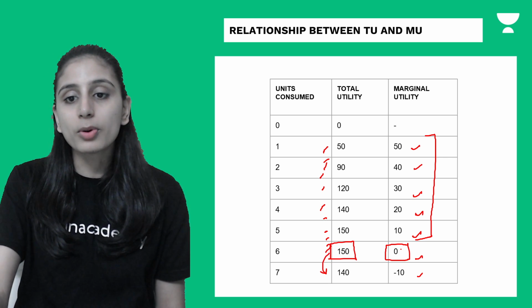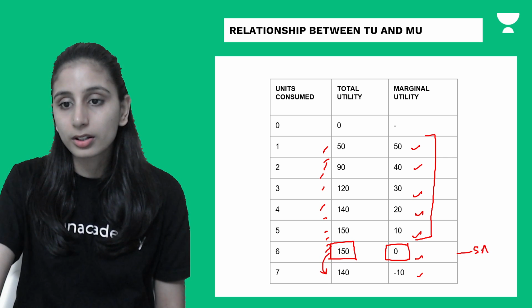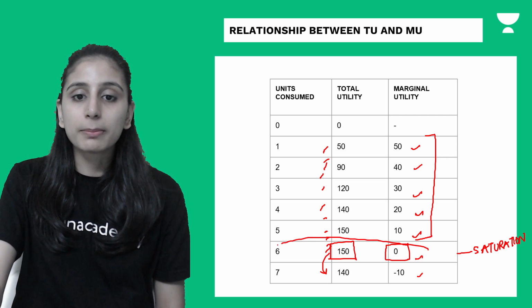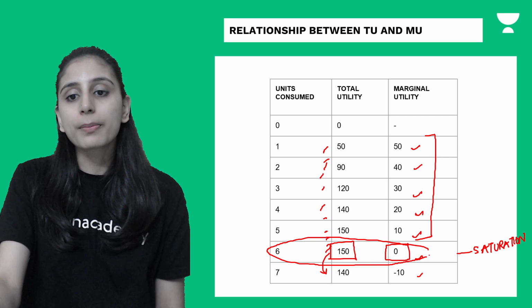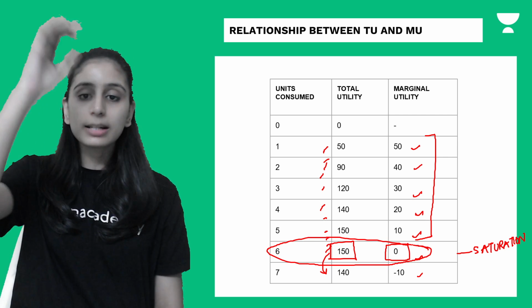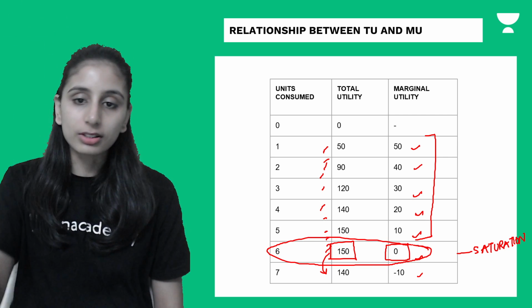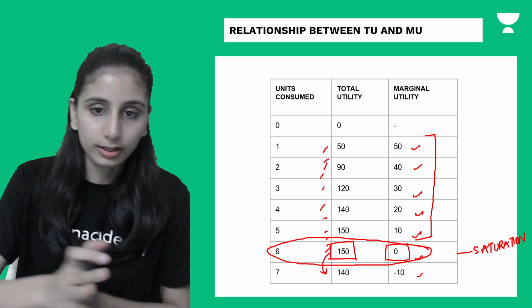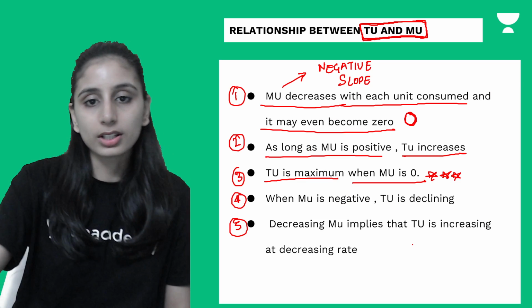तो this is the point of saturation. ठीक है. पॉइंट ऑफ सैचुरेशन. इस पॉइंट पर आपके ग्राफ पे टोटल यूटिलिटी का मैक्सिमम पॉइंट होगा. इस पॉइंट के बाद TU will start decreasing और marginal utility negative हो जाएगा. So this is the point of saturation.